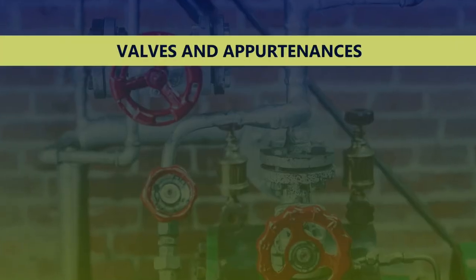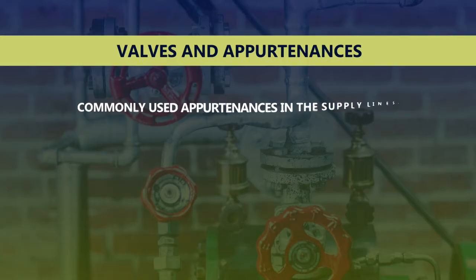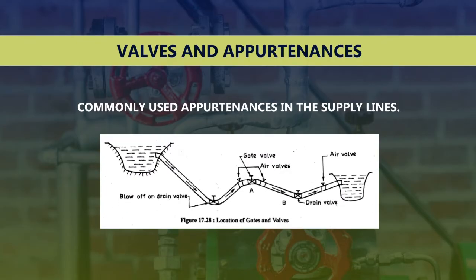In this session, we are going to discuss valves and various appurtenances that are required in a pumping system, and let us see how these valves help us in providing water at a required pressure and required discharge at the desired end. A valve is simply an opening which allows controlled water through its opening. In other words, a valve allows us to control the flow of the water through its opening. These are very commonly used appurtenances in the supply line.